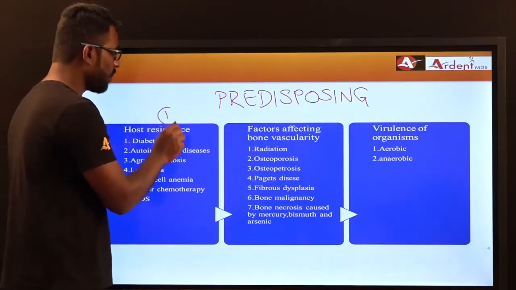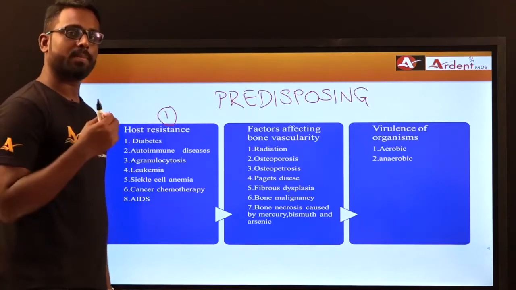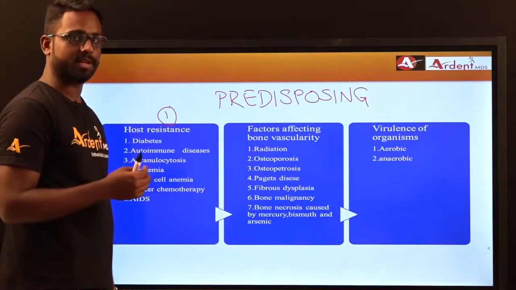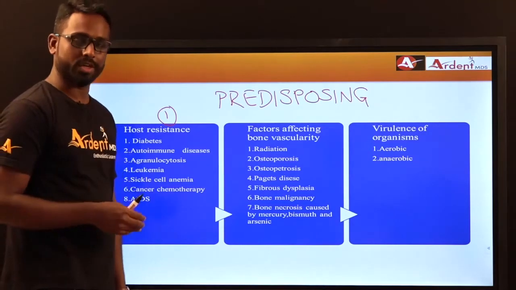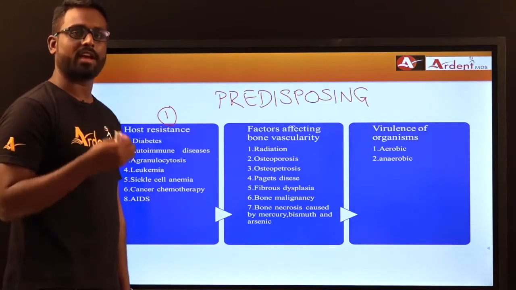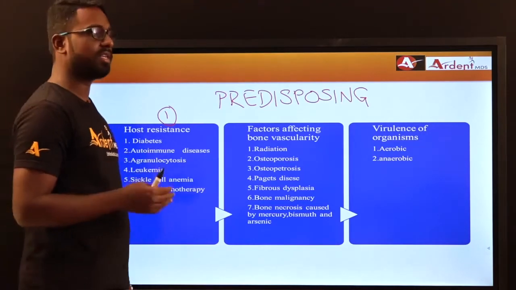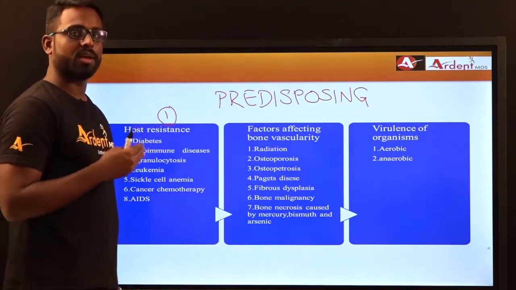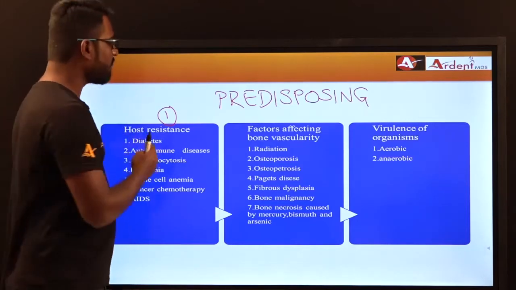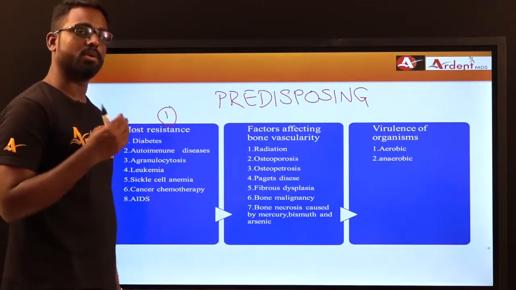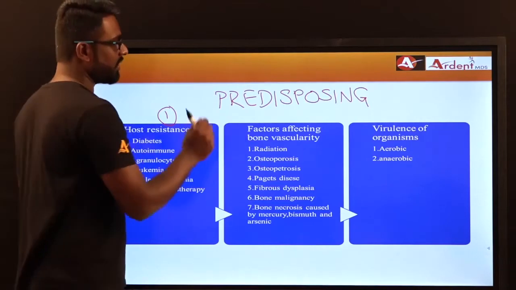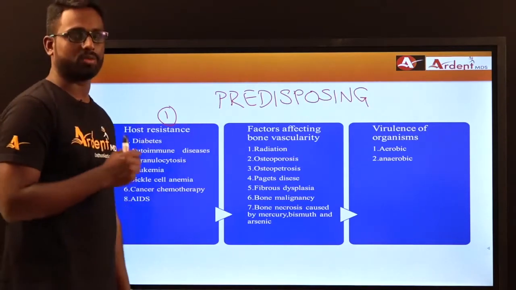Number one is host resistance. That is, whenever a patient is in an immunocompromised status due to the consumption of steroids, uncontrolled diabetes, or he is having any type of blood cancer, or he is under kidney transplantation, those conditions are also known as immunocompromised status.